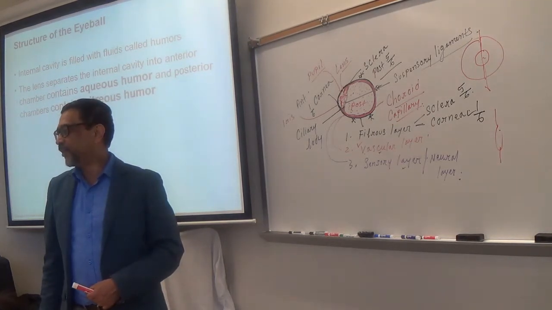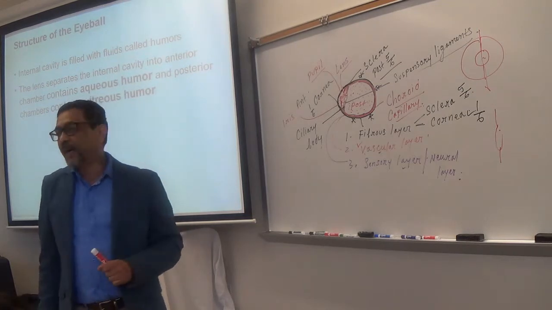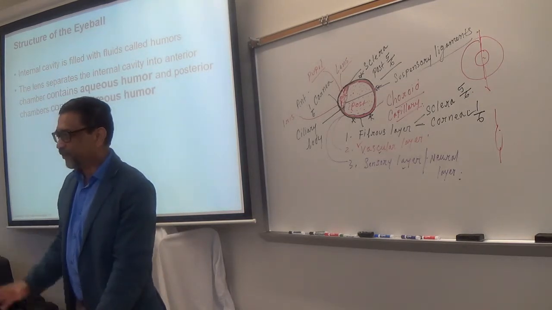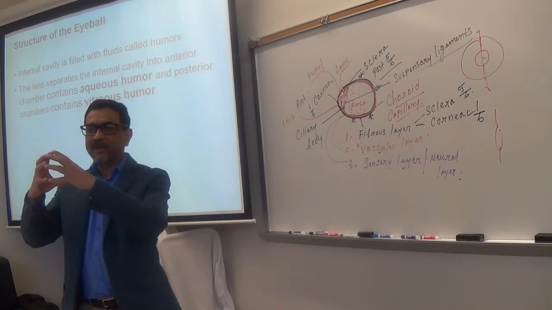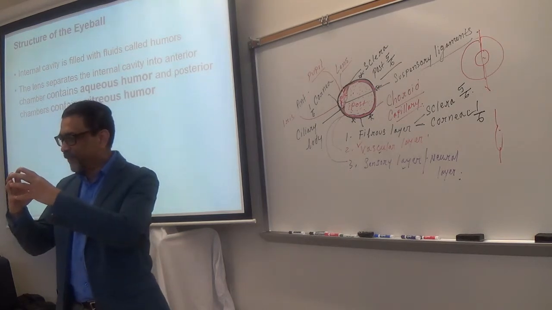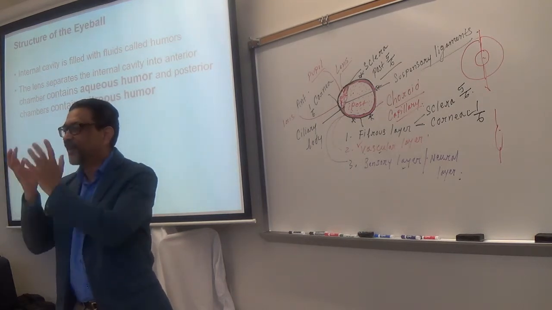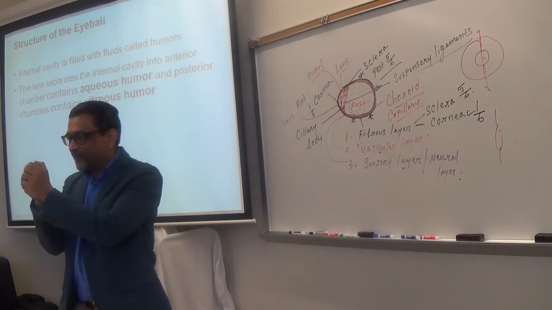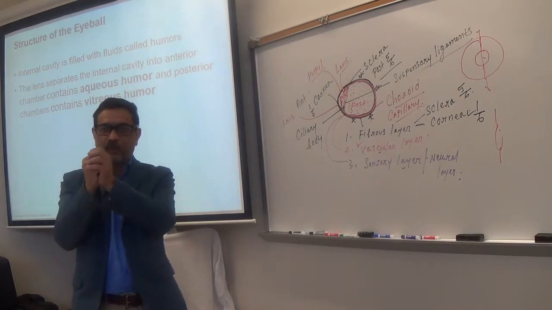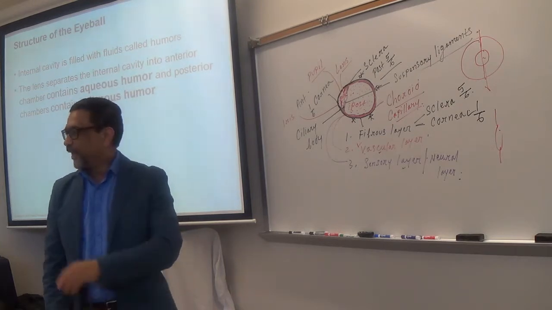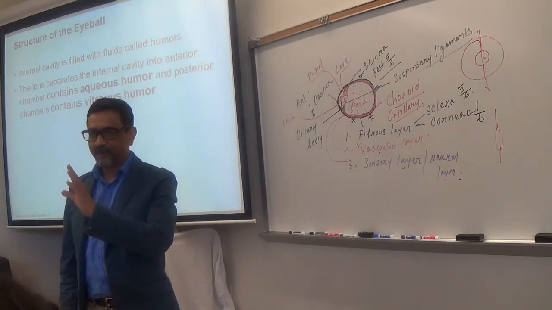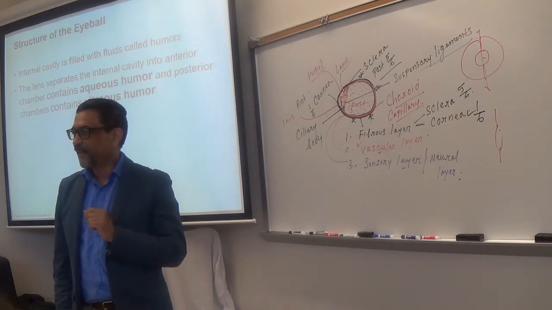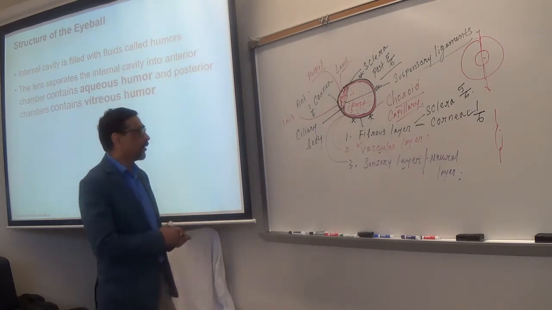Now, if I ask you, what's the function of the fluid inside the eyeball? Number one, very simple. It gives the shape of the eyeball, right? Because it is filled with fluid, so it is round. Make sense? If fluid is not there, then it will squeeze. So, it gives the shape of the eyeball, number one.